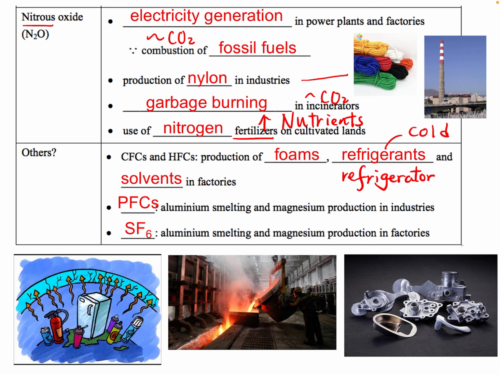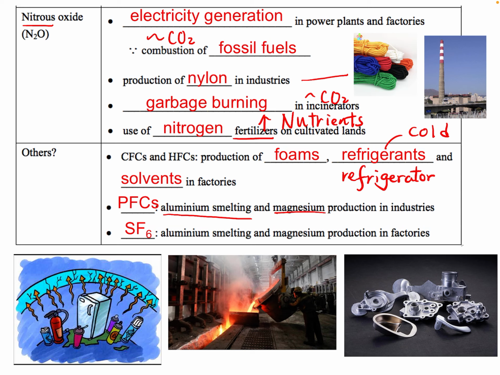Next one is called PFCs. This one is created when we have aluminium smelting, when we melt the aluminium, or magnesium production. Magnesium should be 鎂, if I remember the Chinese translation correctly. So this kind of material is created when we produce these.